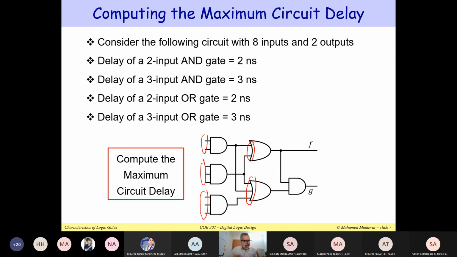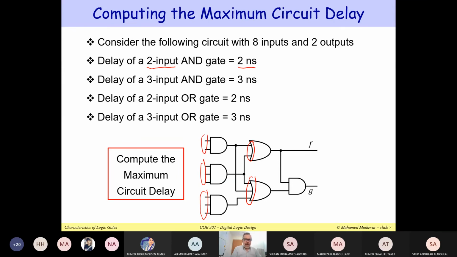Now, suppose that we measure the delay of each gate inside the circuit, and this is given to us. It says that the delay of a 2-input AND gate is given as 2 nanoseconds. For simplicity here, I'm just showing numbers like 2. It might not be 2. It could be, for example, 2.1 or 1.9. It does not really matter. But this is given to us as 2 nanoseconds. Today, in modern technology, you can actually have the delay not in nanoseconds, even in picoseconds. But for simplicity, I'm showing these numbers here in nanoseconds.